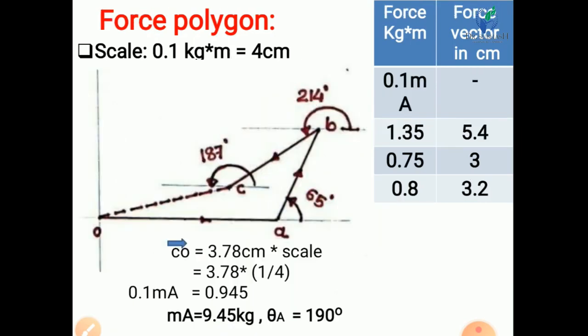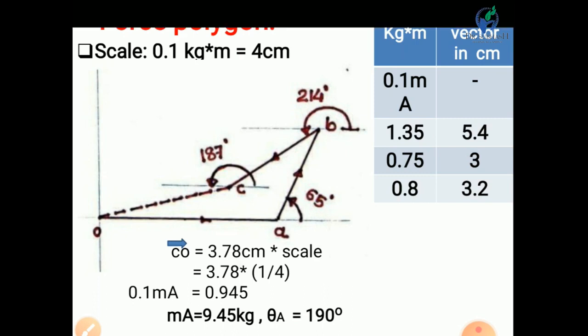Now we draw a force polygon. So this is the force column: 0.1 meter, 1.35 kg into meter, 0.75 kg into meter, 0.8. Now here also we select a scale, 0.1 kg into meter is equal to 4 centimeter. So 1.35 is equal to 5.4 centimeter, 3 centimeter, and 3.2 centimeter. Again we draw a force polygon. O is the reference point. We draw OA having length 5.4 centimeter at 0 degree, because theta b is 0 degree.